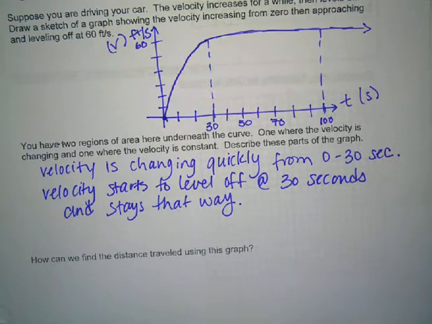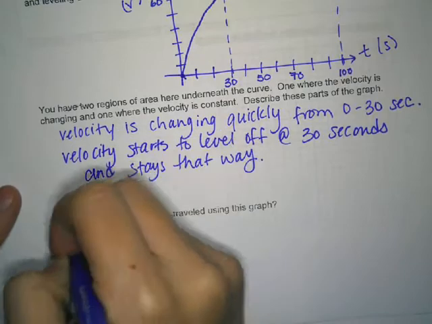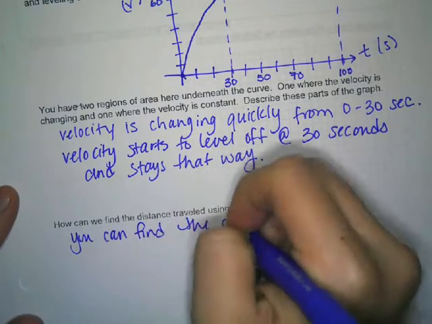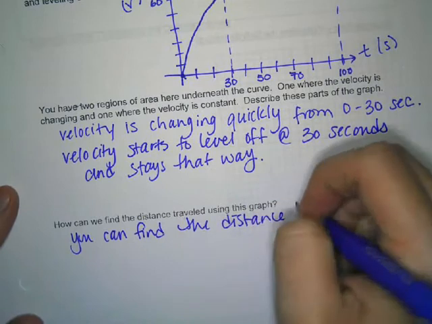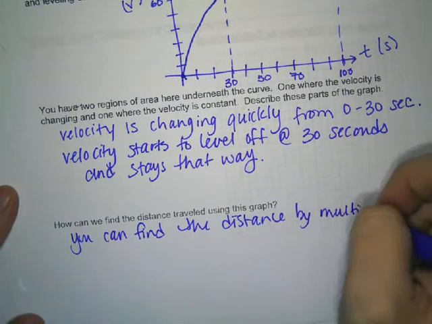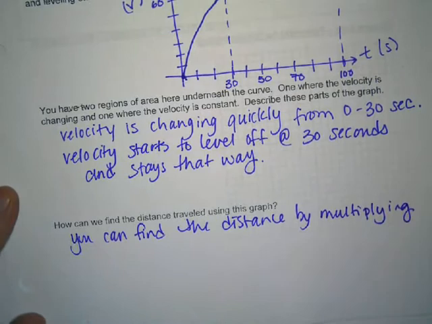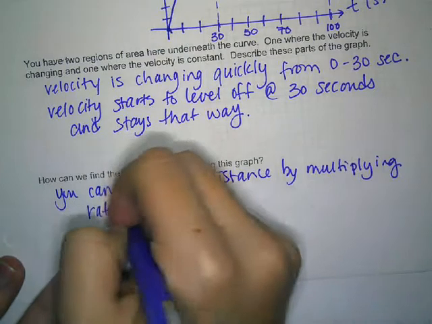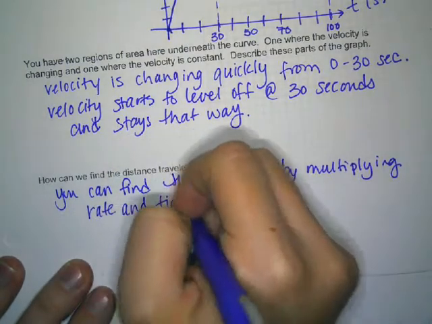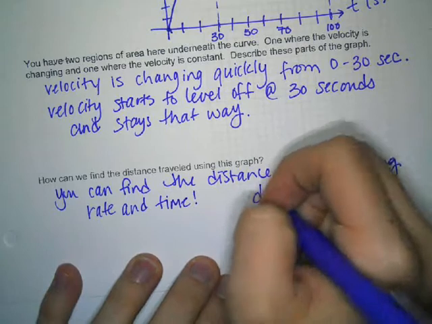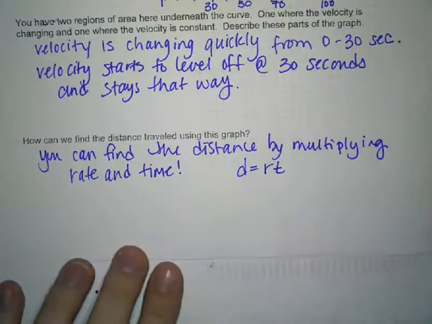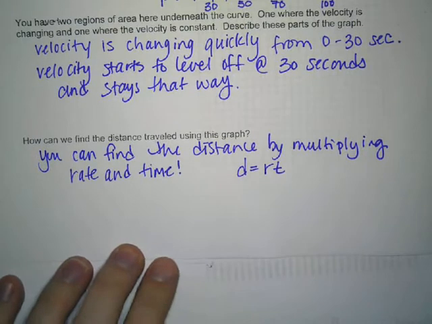Alright, so how can we find the distance traveled using this graph? You can find the distance by multiplying what two things? Rate and time. Distance equals rate times time. That's a very common formula that we use naturally when we're talking about car speed and distance traveled, but it applies to any time you have a rate and a time.